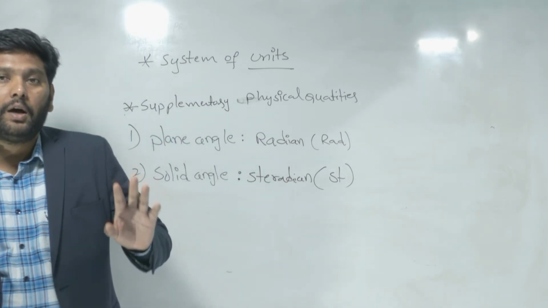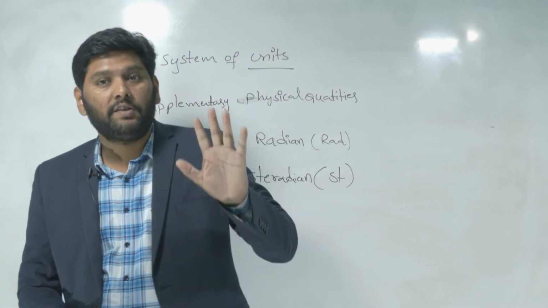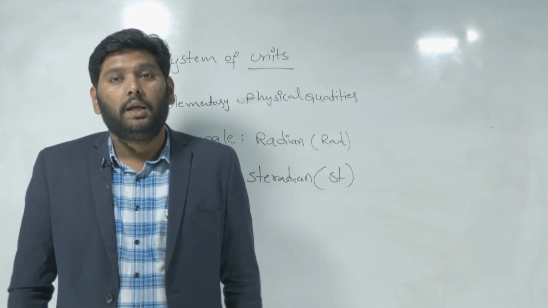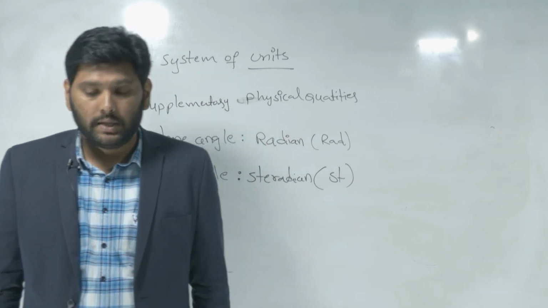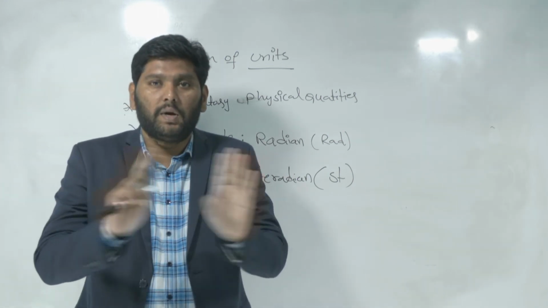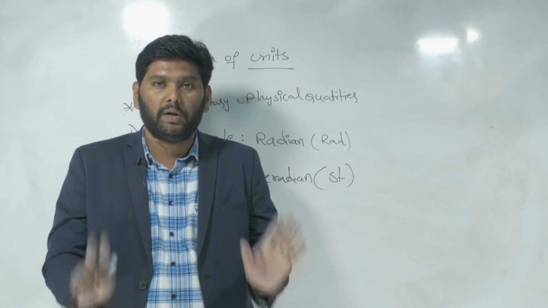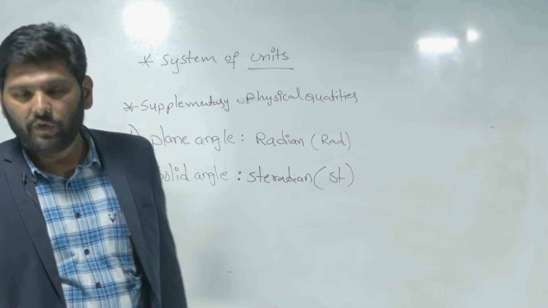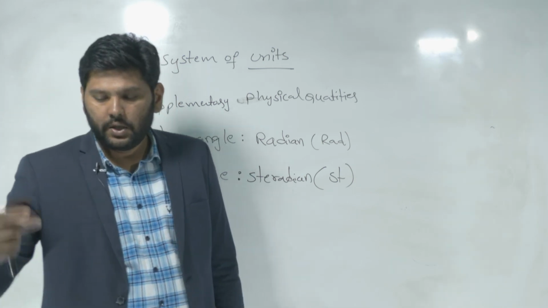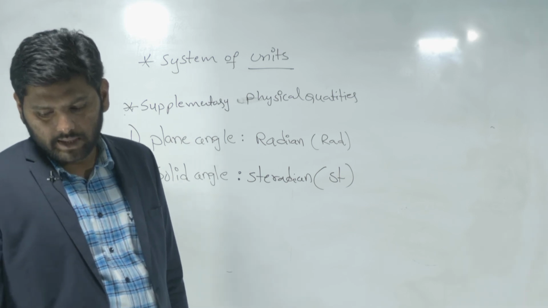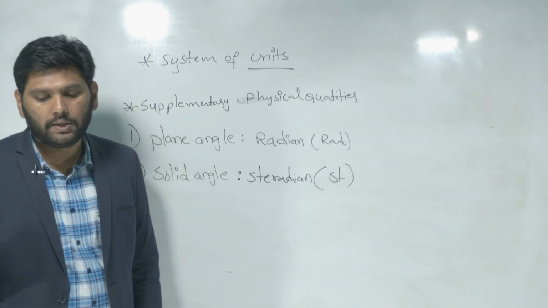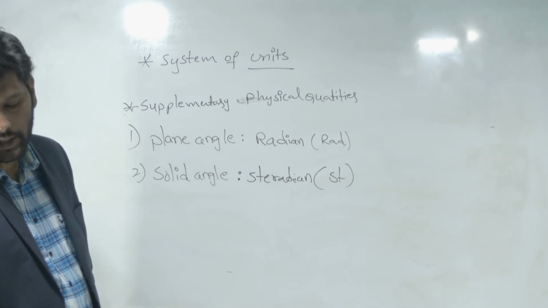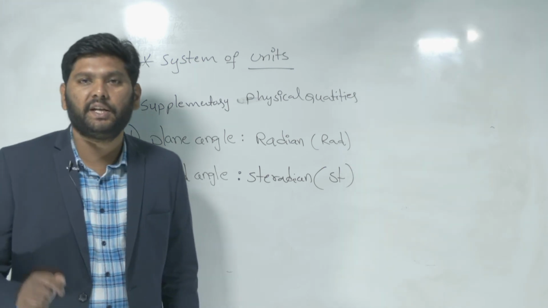Got my point? How many fundamental quantities do you have? Totally 7 fundamental quantities, no more. See the options here: Ampere, Candela, Newton, Kelvin. Of the 4 options, only the third option is our answer, because they are asking for the derived unit. The remaining 3 are all fundamental units.